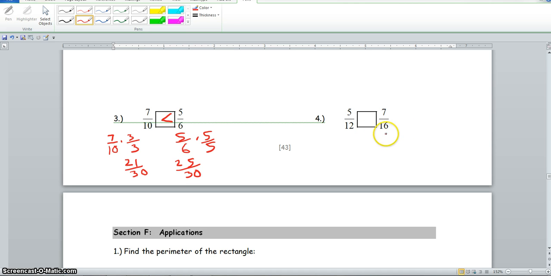Now we come here to 12 and 16. The common denominator of 12 and 16 is 48. So we would take 5/12 times 4/4, and we will have 7/16 times 3/3, because 12 times 4 is 48 and 16 times 3 is 48. So this will give us 20/48 and this will give us 21/48. So that means that 5/12 is less than 7/16.